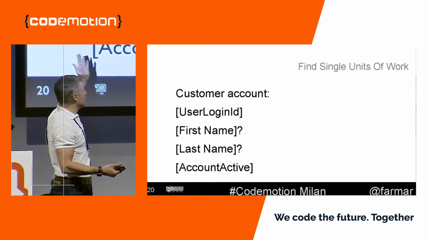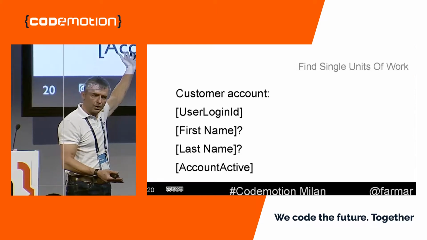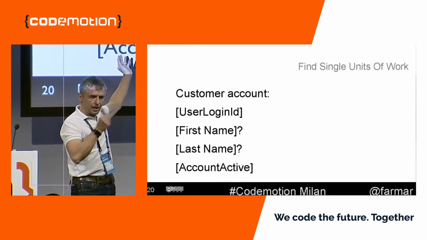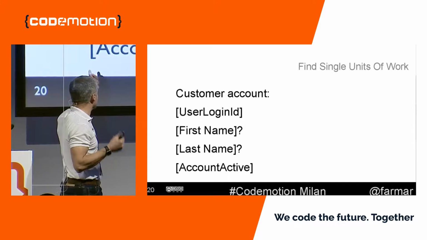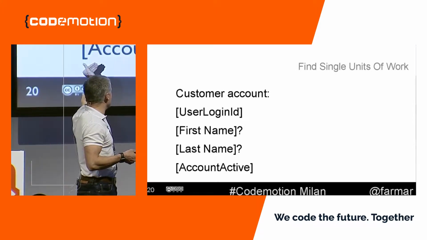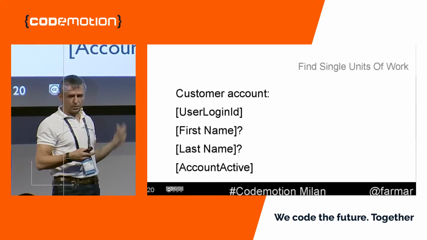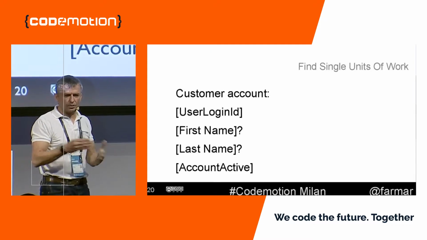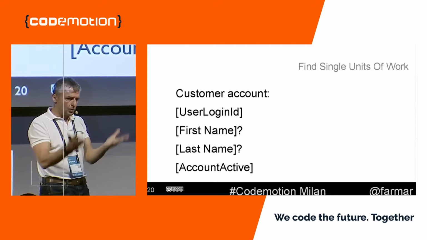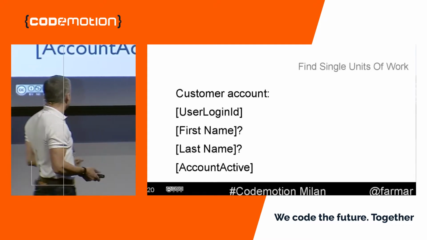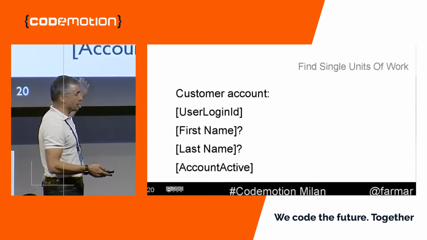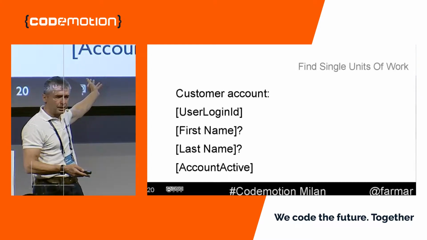But in an account, we probably need the login ID, so we need some kind of tie to who's currently on the page. We want to know some more information about the user because now this user needs to do some stuff that has more context of his user. And for example, we want to know if the account is active or not.